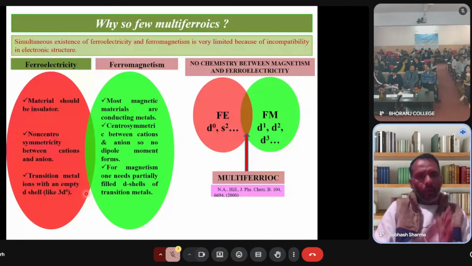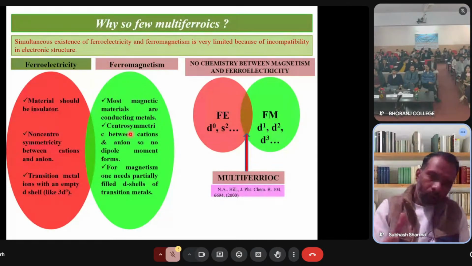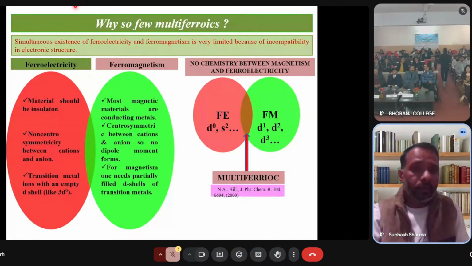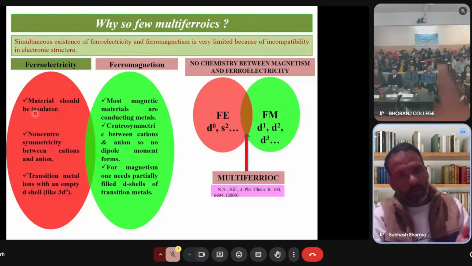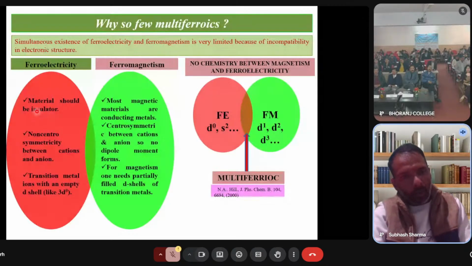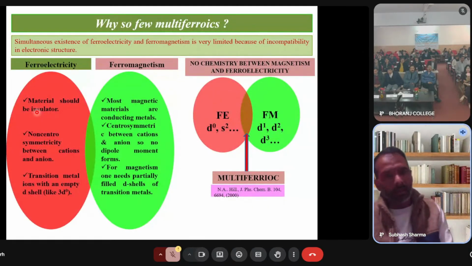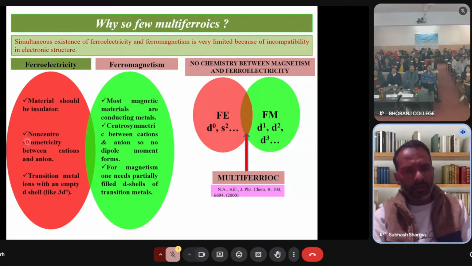The conditions to have ferroelectricity and ferromagnetism are just opposite. The first condition: the material must be an insulator, right? All dielectrics and ferroelectrics are definitely insulators, because we are sustaining the charges, not conducting them. But in the case of ferromagnetism, the material must be a conductor, and ferroelectrics must be non-centrosymmetric.